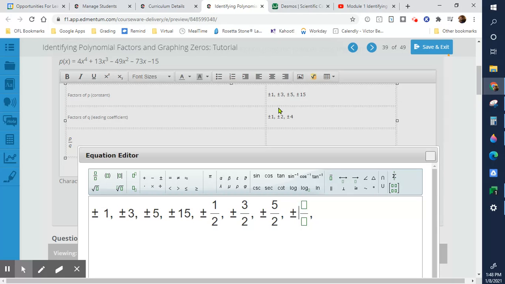And now we're going to do the 4th. So 1/4, 3/4, 5/4, and last but not least, 15/4.